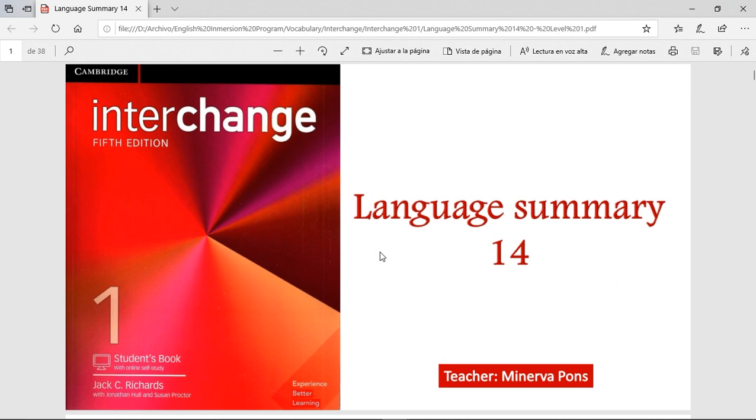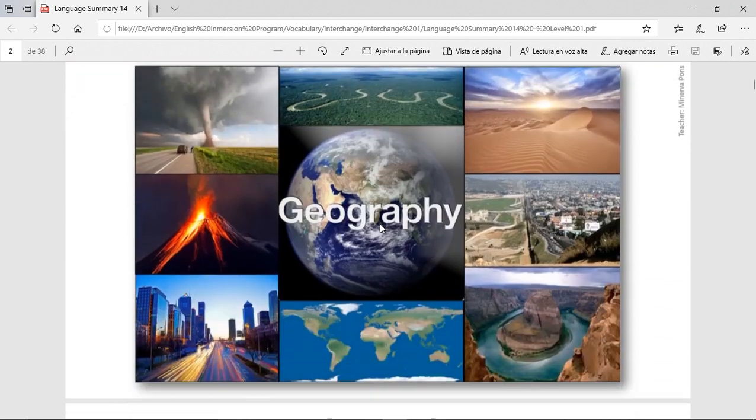Today we're going to be continuing with the Interchange 5th edition level 1, the red book, and starting with unit 14, okay? Unit 14 part A. Let's start as always with the language summary, with the grammar. Oh my god, with the vocabulary. So let's jump right in.